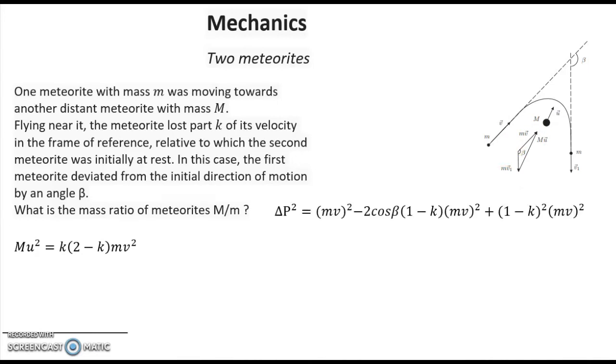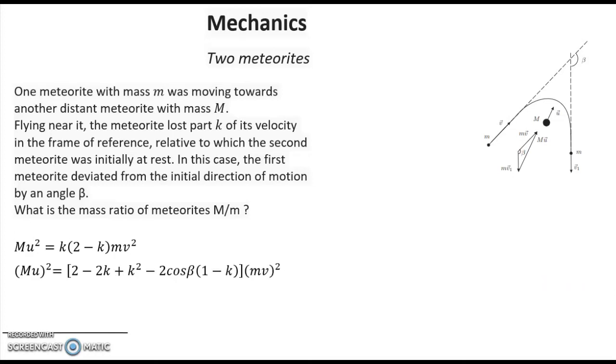this expression. Now, after several manipulations, we can rewrite this formula in this form. But as we mentioned, this momentum change is exactly equal to the change of momentum for the second meteorite, like this. And after all, we can rewrite it in this form. Now we have two relations. The first came from energy conservation, and the second came from momentum conservation.